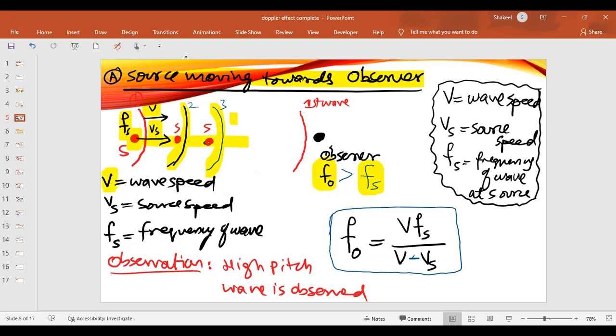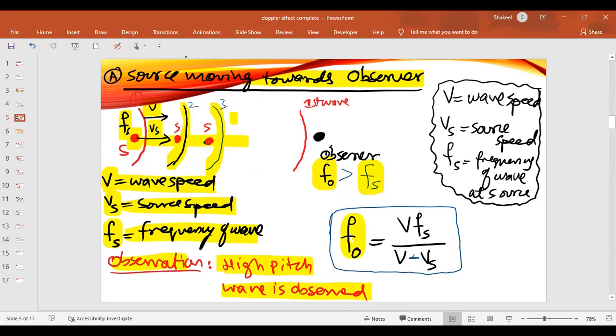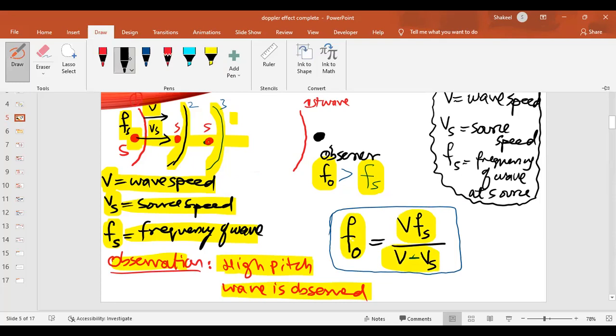Let's look at some of the terminology. v is the wave speed, vs is the source speed, fs is the frequency of the wave produced by the source, and f naught is the frequency of the wave observed by the observer. So if the source is moving towards the observer, the observer will observe a high pitch sound, a high pitch wave. The formula that you're going to use is f naught is equal to v fs over (v minus vs). This is the formula which is given in the data booklet.